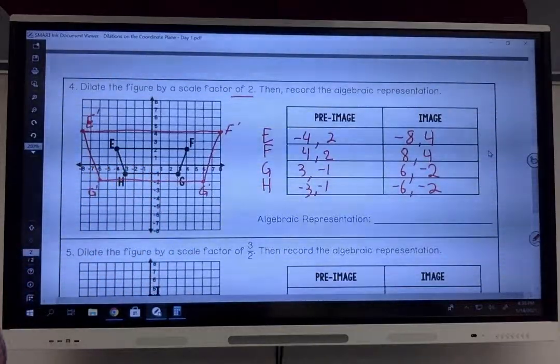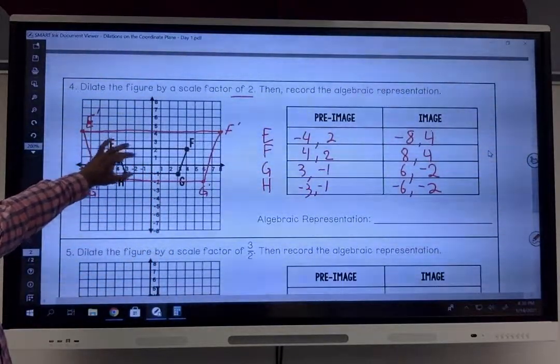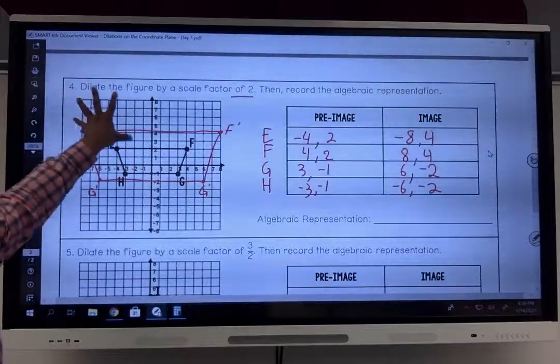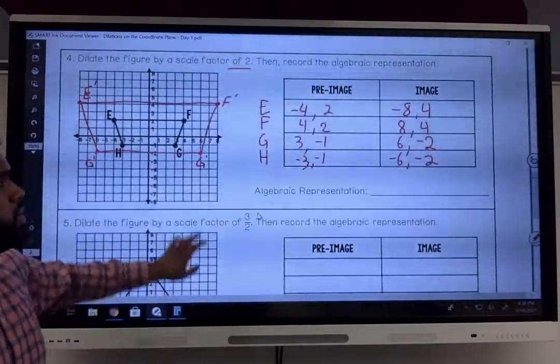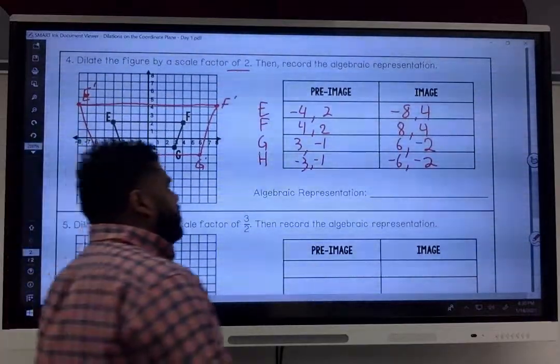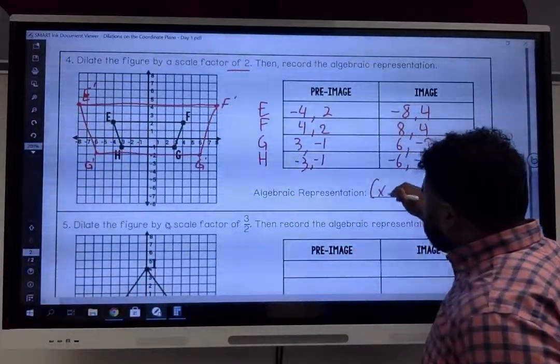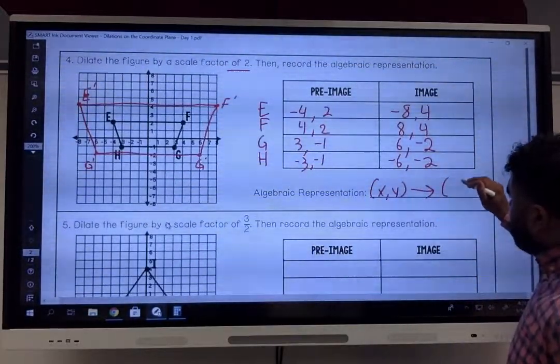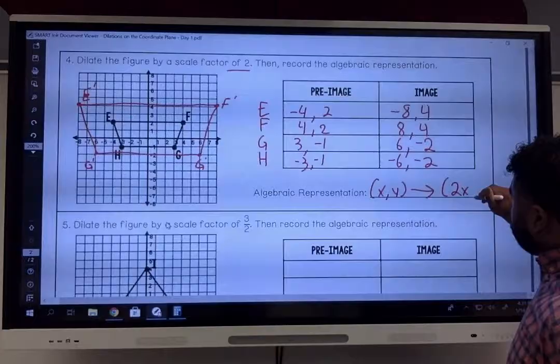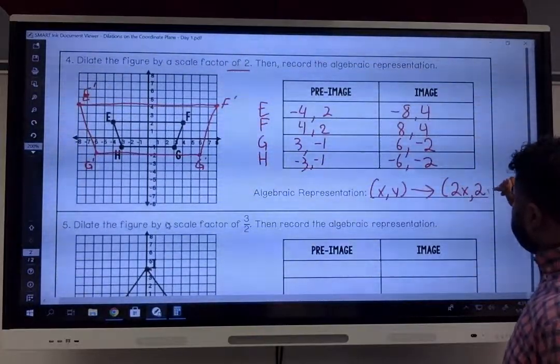Okay. So basically, I just made this shape 2 times bigger, okay? And I know it's 2 times bigger because that's what I applied my scale factor with. It was a scale factor of 2. So my algebraic representation is going to be x, y, arrow, my scale factor, which is 2, my x value, and same thing for y.